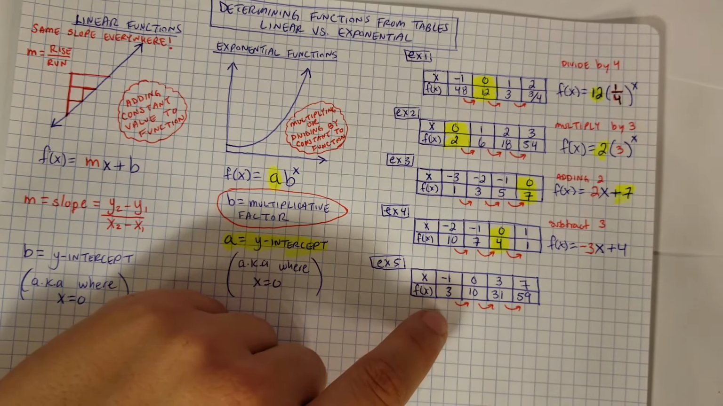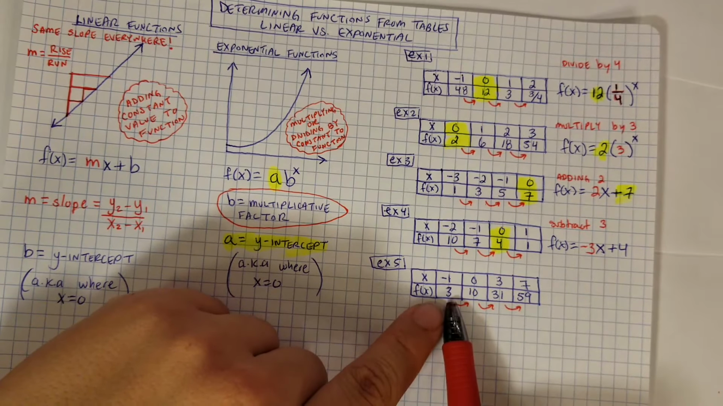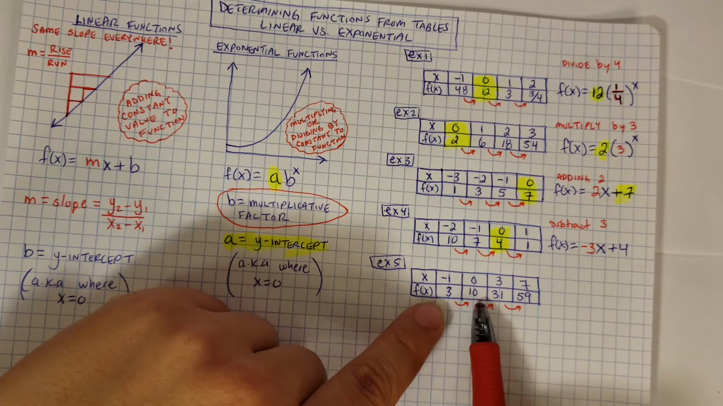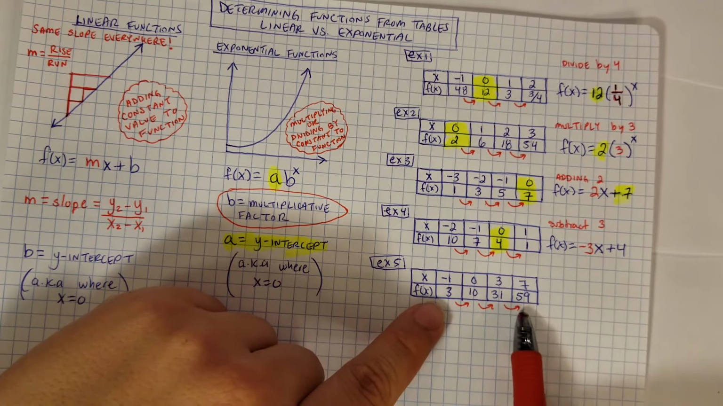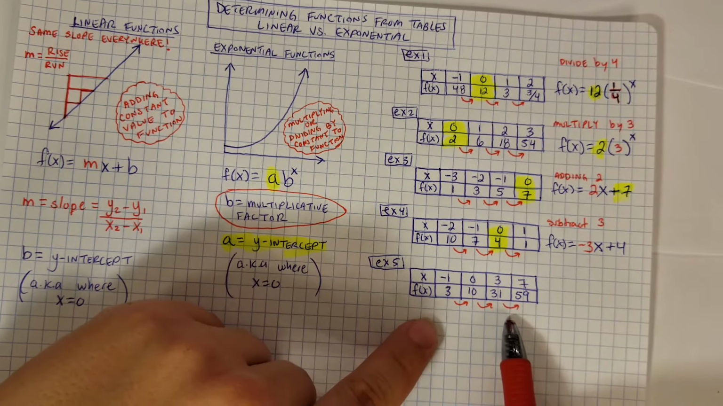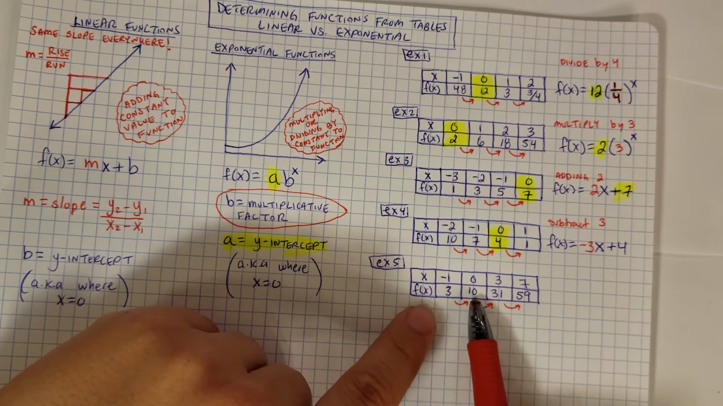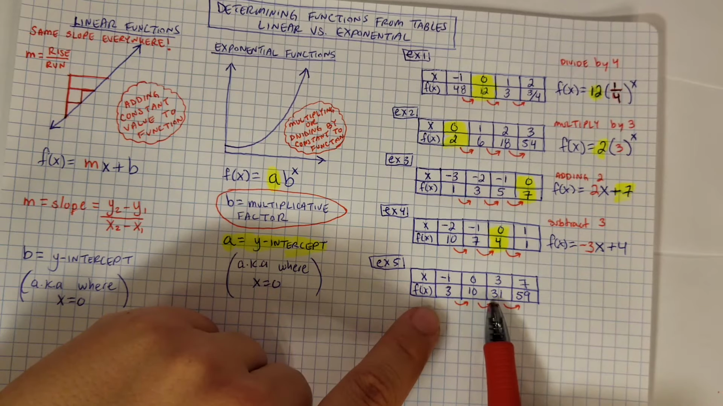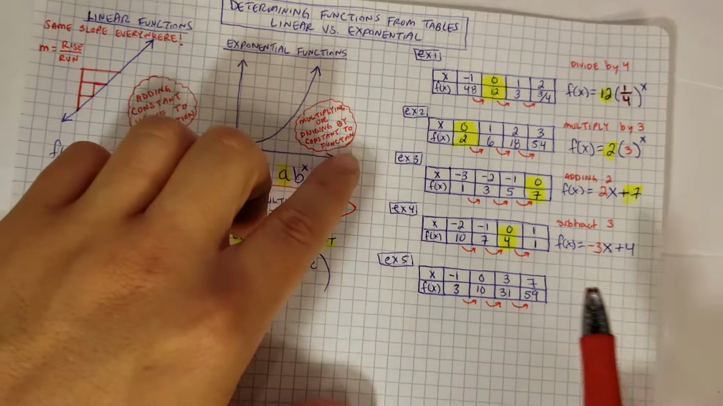So it's getting bigger, so it's either adding or multiplication. So let's see. 3 plus what will give me 10? So that would be 7, right? But 10 plus 7 is not 31. 31 plus 7 is not 59, so that doesn't work. Okay, let's check multiplication. What do I multiply 3 by to get 10? What do I multiply 10 by to get 31? 31 to get 59?